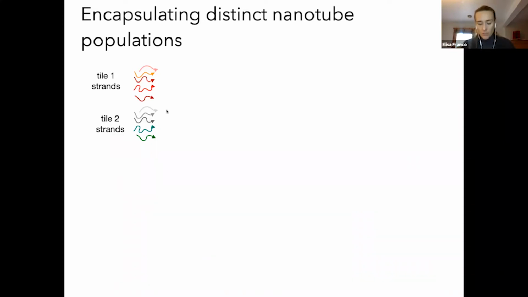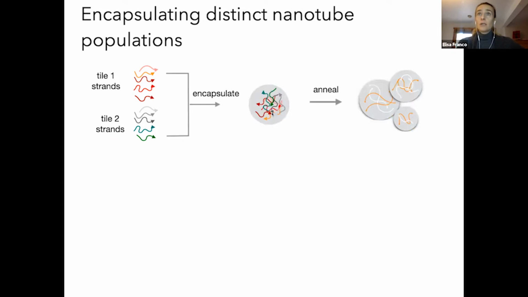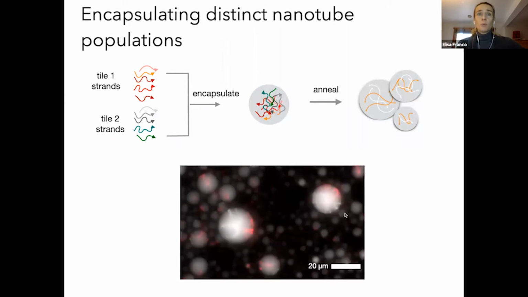that this particular sequence I have in my DNA tiles doesn't matter. So you can actually build distinct populations of nanotubes by simply building distinct tiles that have distinct sequences and don't interact with each other. So in this case, we can have a red tile and a green tile, and you can encapsulate them all together, and then you anneal, and you will form distinct populations of nanotubes that don't necessarily interact with each other. So here you can see the merged channel of nanotubes that are functionalized with different fluorophores, and you can see them in different colors.